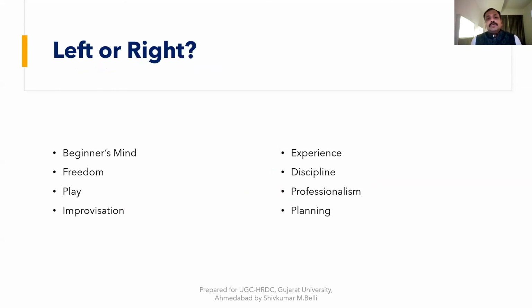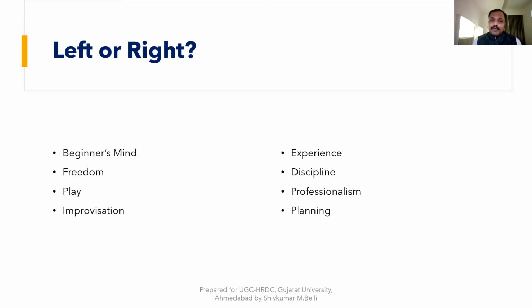Okay, so now we are coming to the end of our discussion. Here is a slide. You can call it a summary slide. I'm going to ask you which one you choose, left or right. If you want to apply or inculcate creativity in academics, which one do you choose? I repeat my question. There are two sets of points, left side and right side. If you want to be a creative teacher, which path do you choose? The points mentioned on the left side or on the right side? What is mentioned on the left side is this: beginner's mind, freedom, play, improvisation. Right side points are experience, discipline, professionalism, planning. Which one do you choose?